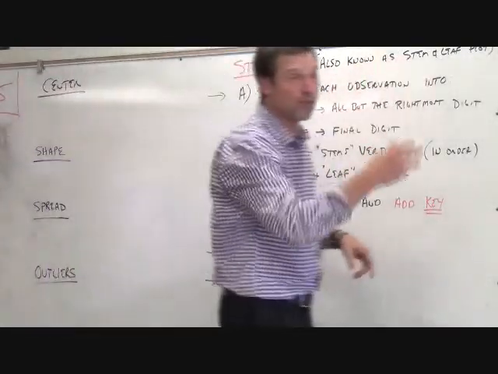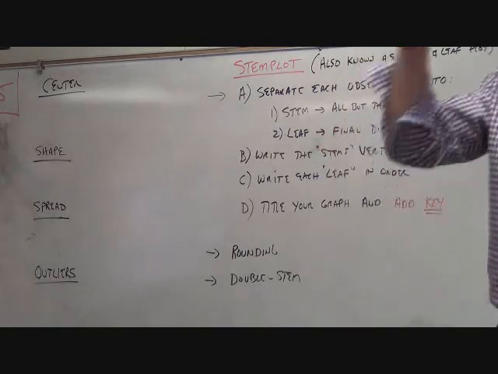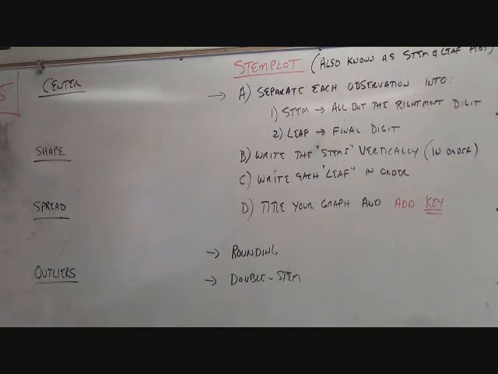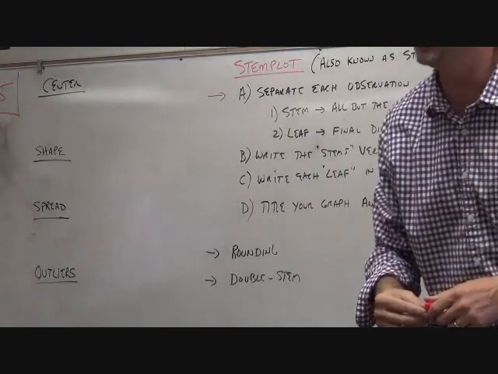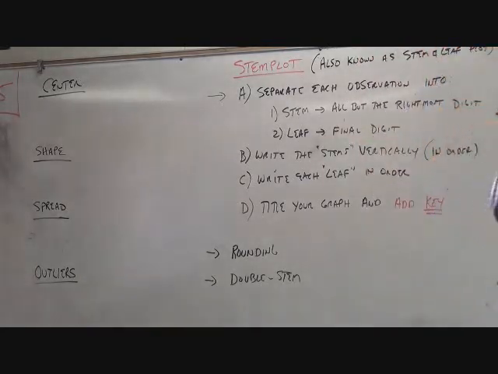For example, we're going to do a stem plot from those test grades. Isn't one of the test grades a 45? The 4 would be the stem, the 5 would be the leaf. I don't know, let's say one of the test grades was 256. The 2 and the 5 would be the stem, and the 6 would be the leaf.